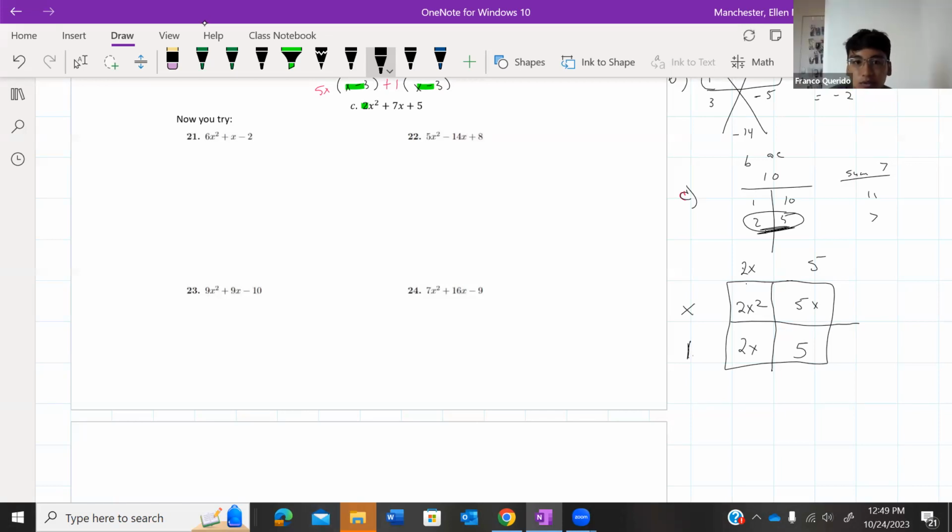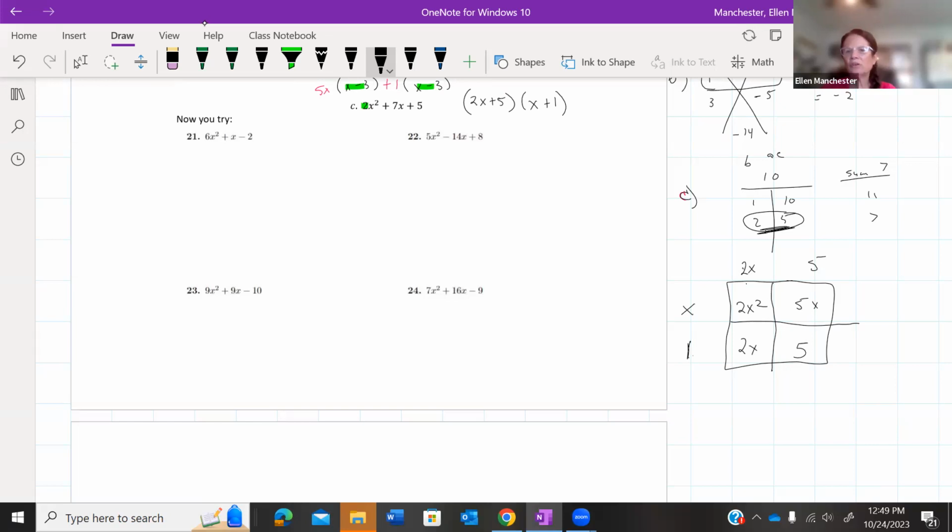Okay, I see. I haven't seen this technique. That's kind of cool. I kind of started using it just for the AC method, because a lot of students sometimes forget to put the x's next to the 2 and the 5 when you get the factors. So in doing it with the box, it's easier to remember, and then you can just go from there.